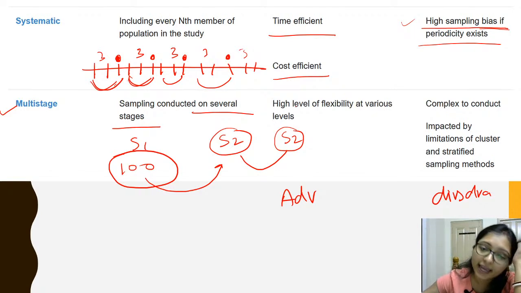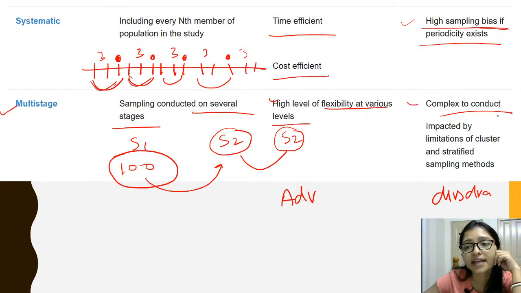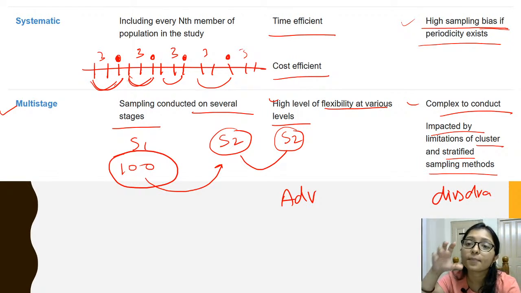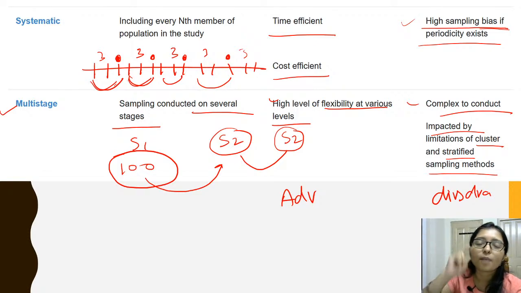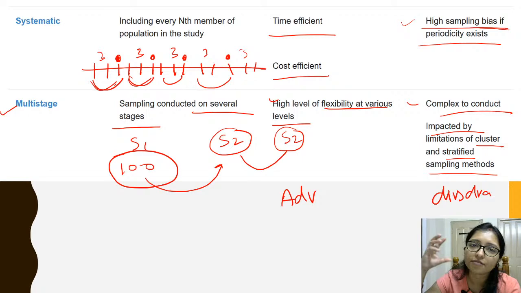Okay. And here there is a high level of flexibility at various levels, and it is complex and conducted by the cluster and stratified sampling methods. So multi-stage is complex. Why? When you are trying to do some subgroup, some cluster or some stratified, then it will be problematic for you, because for every subgroup you have to create the stages. So that's why it can create problems. Got it? Please try to remember every sampling, because questions come from sampling. Okay. Please don't ignore this topic.